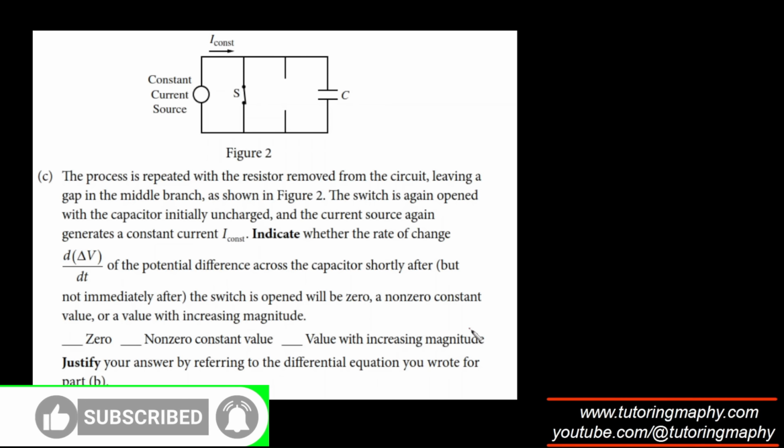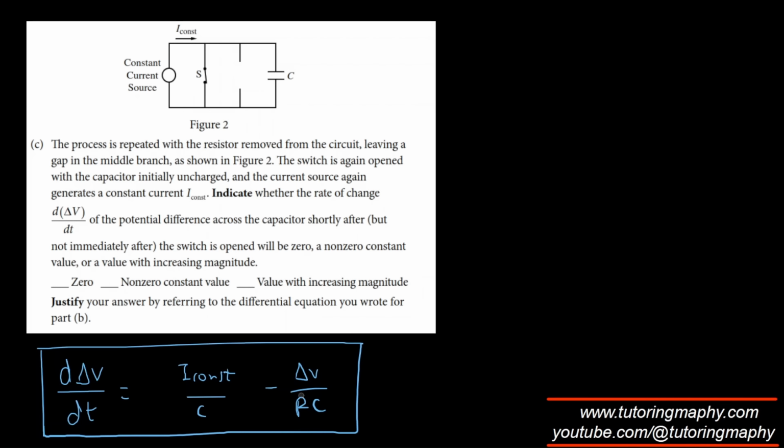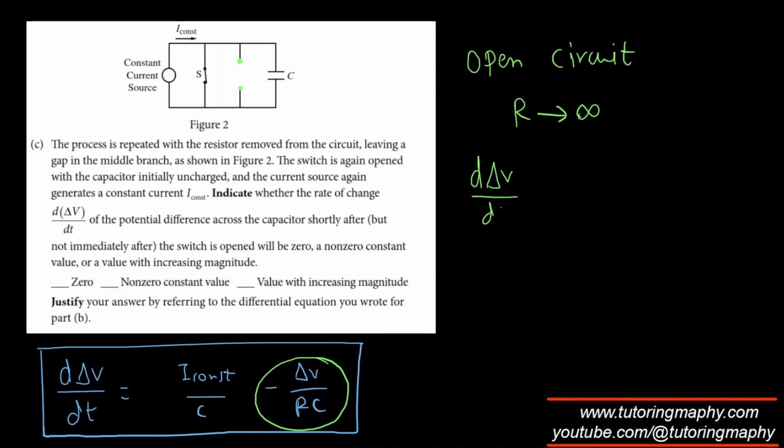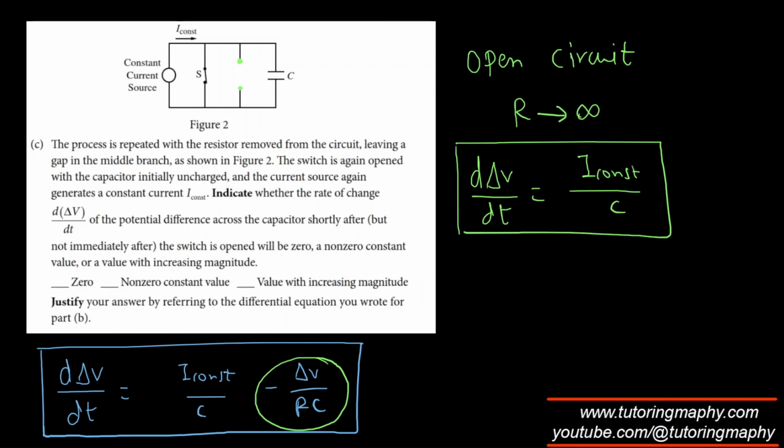The mistake that students might usually make here is they might think that R is 0, but no. If you are removing the resistor and leaving these terminals open, it is actually an open circuit. An open circuit means that resistance approaches infinity. So in this equation, if R approaches infinity, clearly this value will be delta V over infinity, which is 0. So d delta V over dt will just be I constant over C. Because if R was 0, it would look like a short circuit, if it is replaced by a wire. But if it's just taken off and the portion is just open, R is infinity.